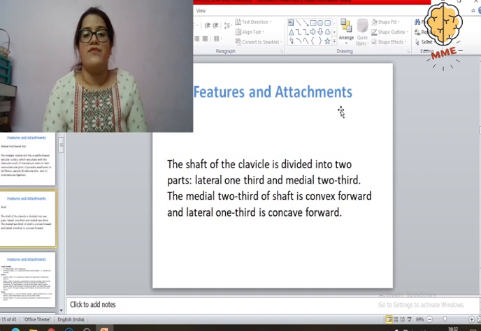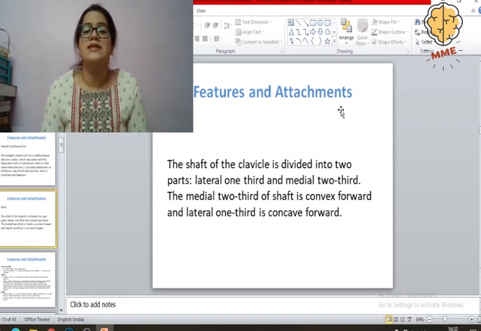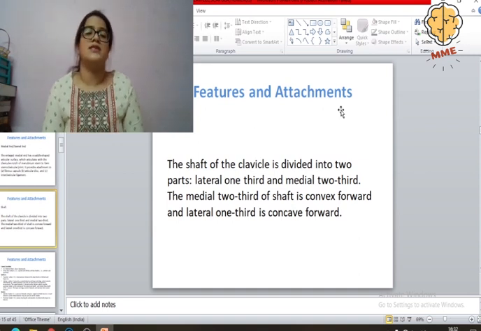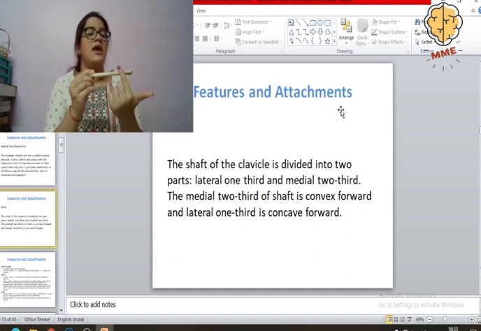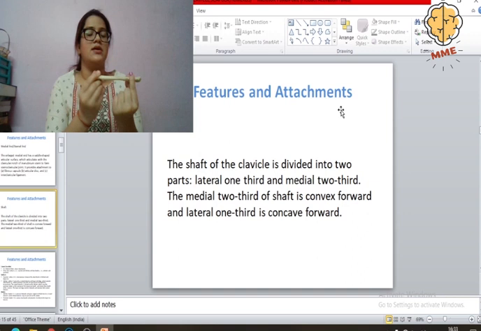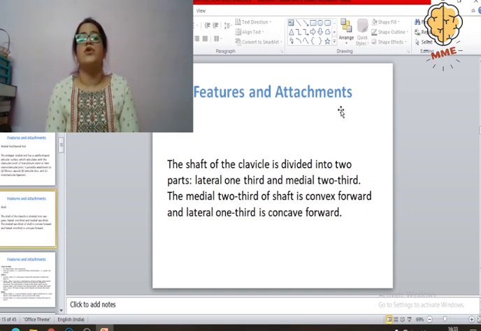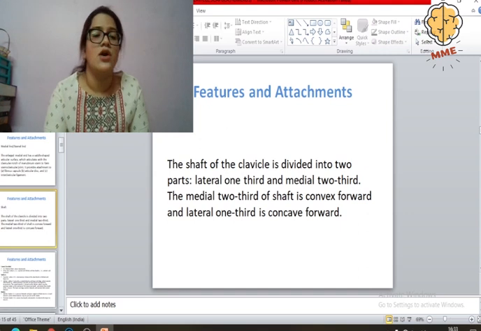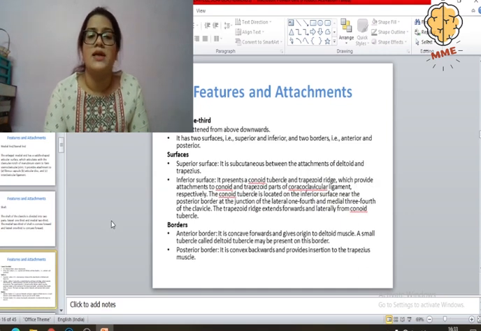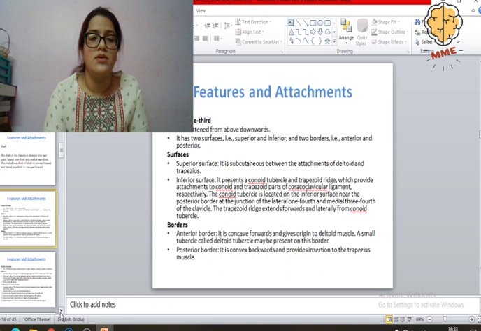Now the shaft. The shaft of the clavicle is divided into 2 parts. As I've been talking from the very beginning, lateral 1/3, medial 2/3. The medial 2/3 of the shaft is convex forwards. The lateral 1/3 is concave forwards. We already know that. Now the lateral 1/3. Let's come to the brief description.